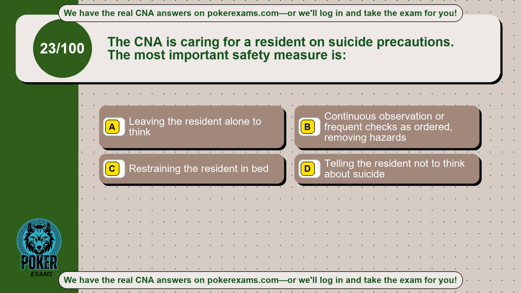Question 23. The CNA is caring for a resident on suicide precautions. The most important safety measure is: Option A, leaving the resident alone to think. Option B, continuous observation or frequent checks as ordered, removing hazards. Option C, restraining the resident in bed. Option D, telling the resident not to think about suicide.